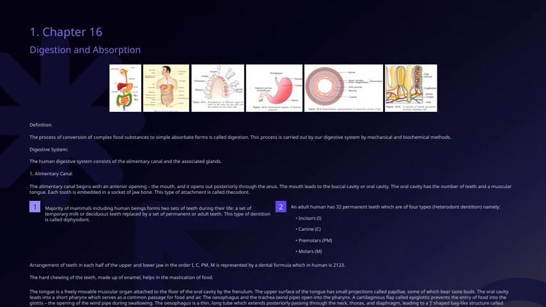It's important to note that all four layers of the alimentary canal, the serosa, muscularis, submucosa, and mucosa, show specific modifications depending on the part of the digestive tract. For example, the stomach has folds called rugae, and the small intestine features villi, both increasing surface area for absorption.